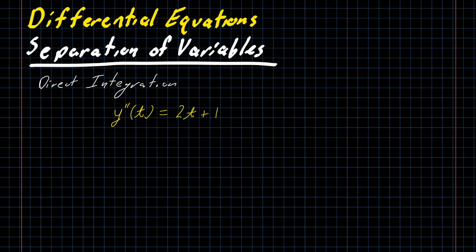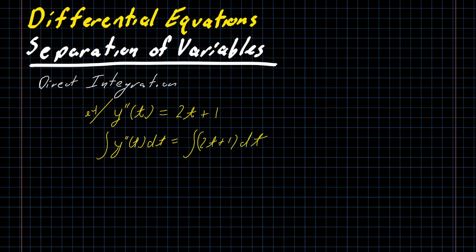So for example, if I have y double prime of t is equal to 2t plus 1, then if I integrate on both sides of the equation, the fundamental theorem of calculus tells us that the integral of the derivative of a function is the function you started with. So extending that, the integral of the second derivative of a function is the first derivative of the function. And then on the right-hand side, I chose a relatively simple polynomial.